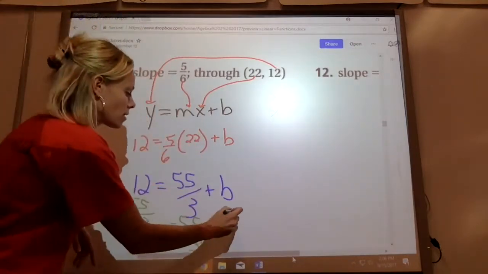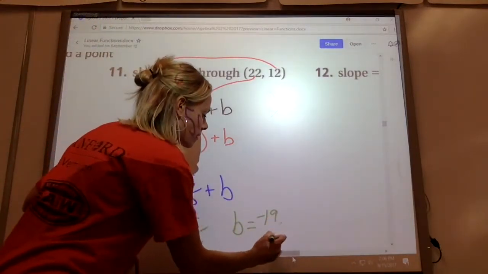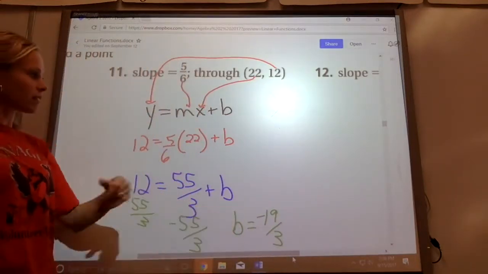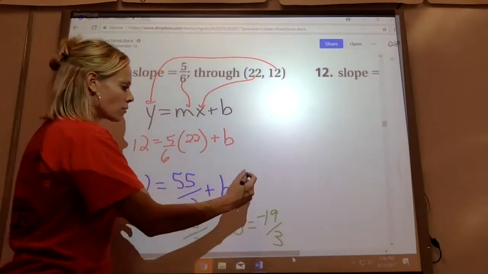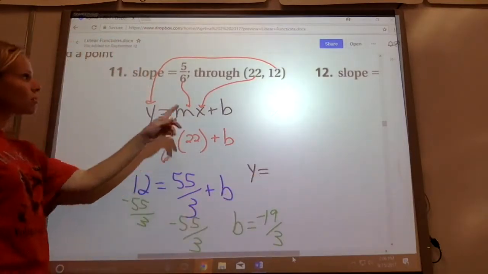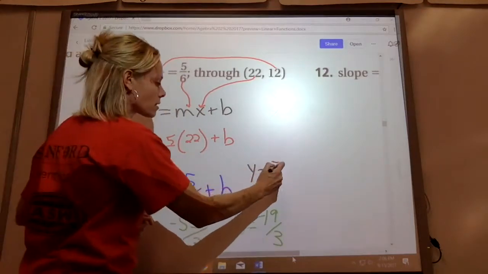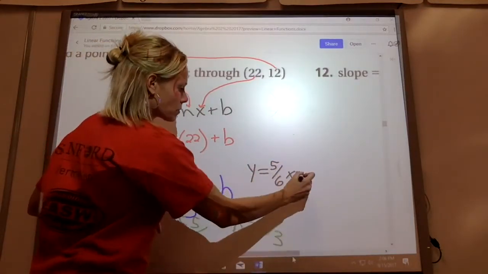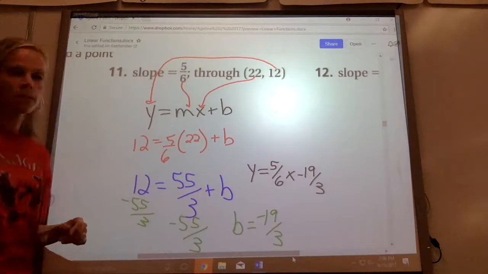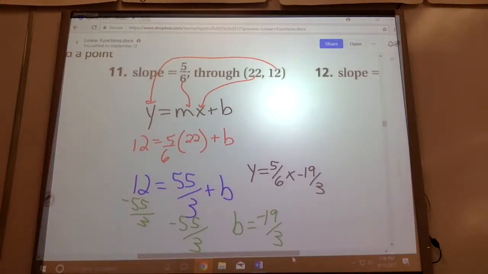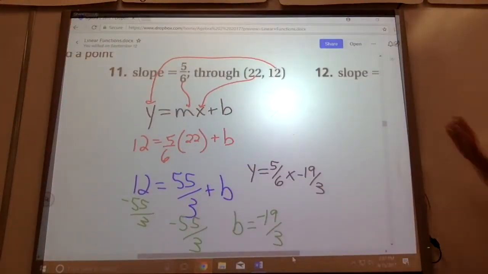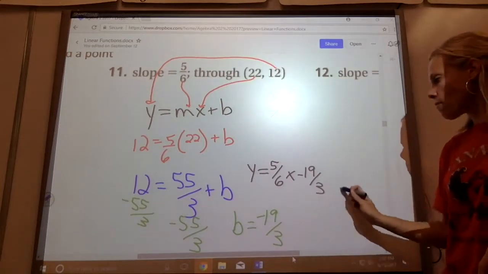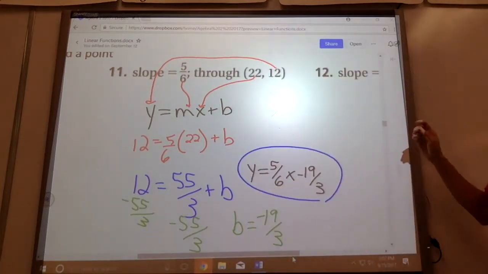Negative 19 thirds. That is a good answer right there, right? Learn to like fractions. I'm teaching you how to do it. So what's my answer then? My answer would be y equals my slope, which was up here, 5/6, and my intercept, which was -19/3. So use those graphing calculators today. Good? One more?